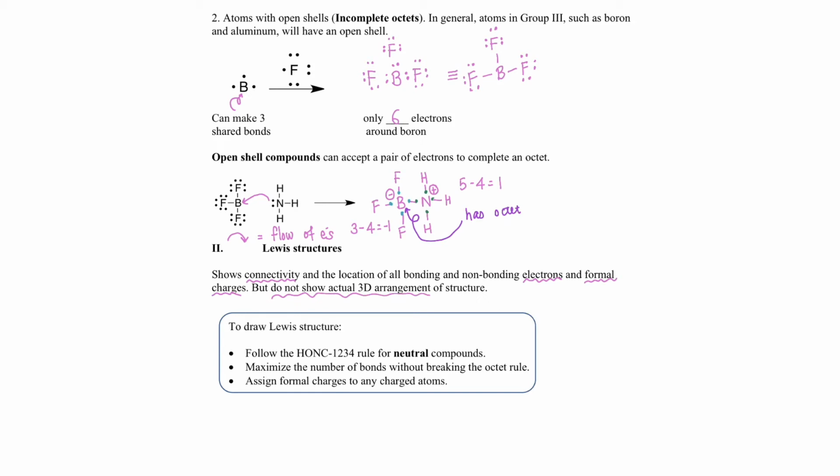So in order to draw your Lewis structure, make sure you follow the HONC 1, 2, 3, 4 rule if you have a neutral compound. You always want to maximize the number of bonds without breaking the octet rule, because that makes your compounds more stable. And whenever necessary, always assign formal charges to any charged atoms. Remember, in OChem, we do formal charges for individual atoms. We don't really do the net charge of a molecule.